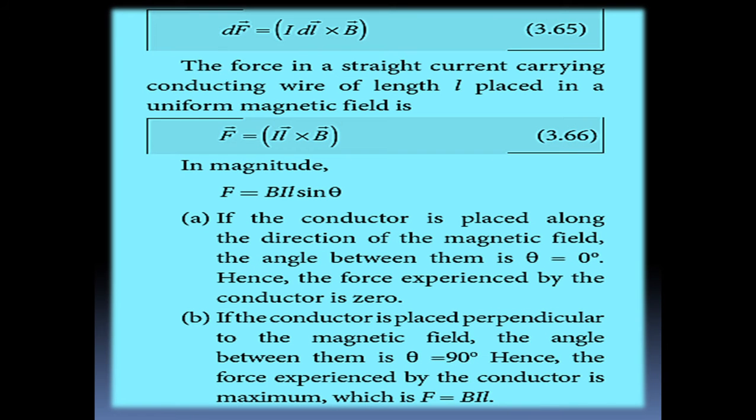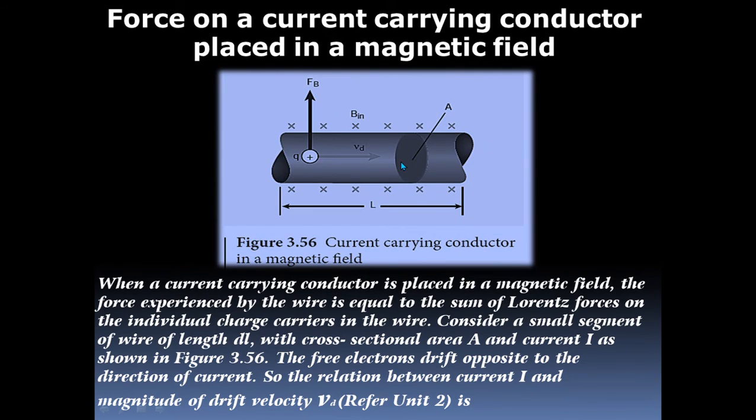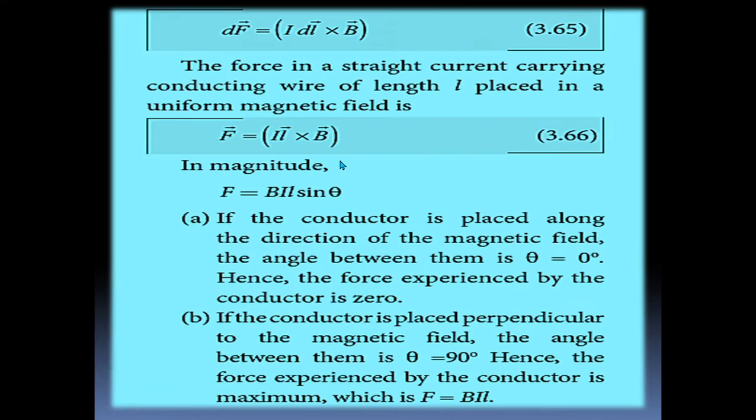Once again, let me repeat the condition. F is equal to BIL sin theta. If the conductor is placed along the direction of the magnetic field, the angle between them is theta equal to 0 degree. Sin 0 degree is 0, and 0 into anything is 0. So F is equal to 0. That means the force experienced by the conductor is 0.